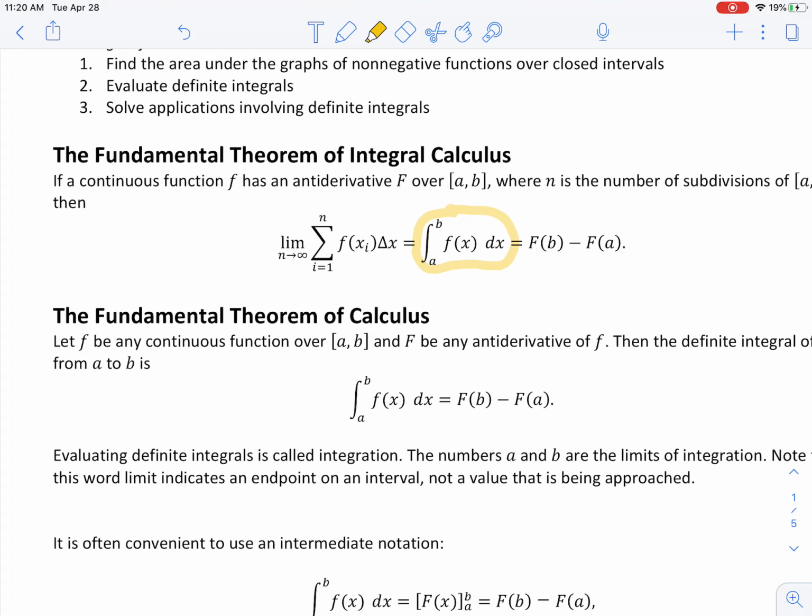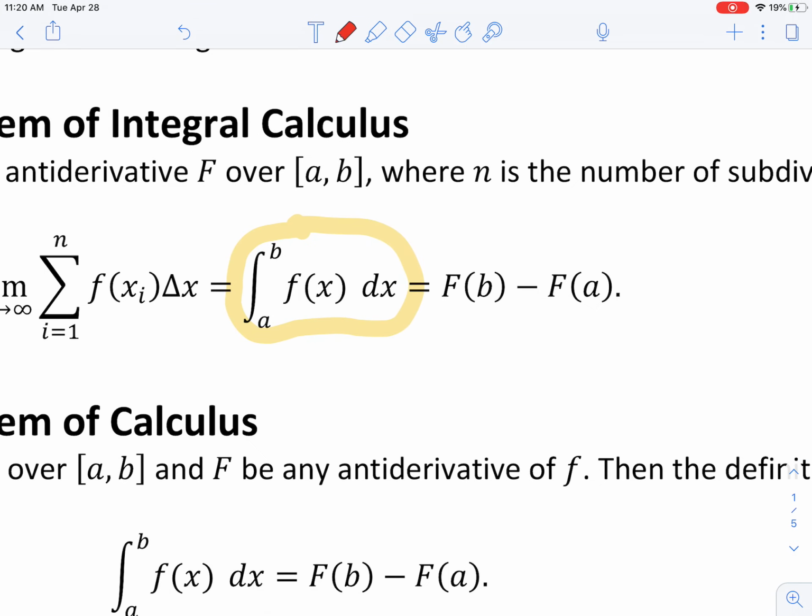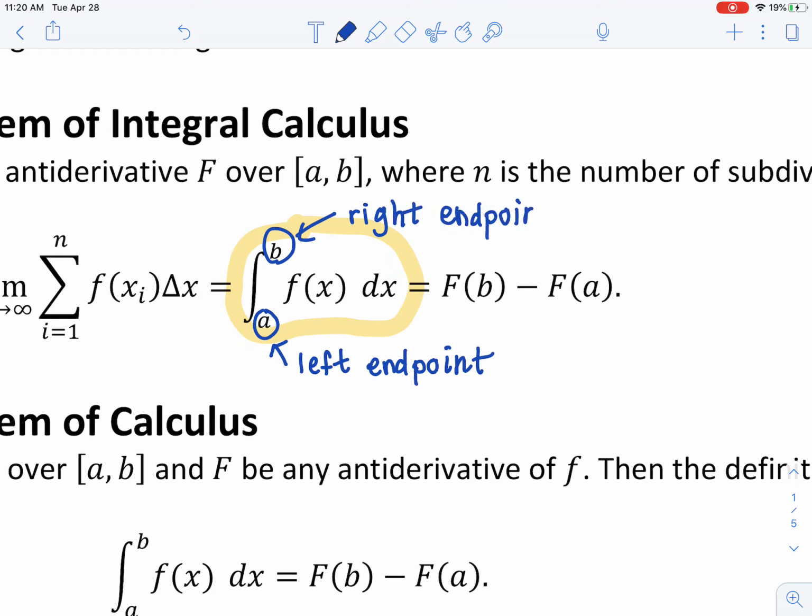Well, you did work with indefinite integrals in 4.1, I believe. But today, take a look at these numbers that we have up here. We'll go ahead and circle that. Notice there is a number down here. This is the left endpoint. And we got another number up here. This is the right endpoint of the closed interval.